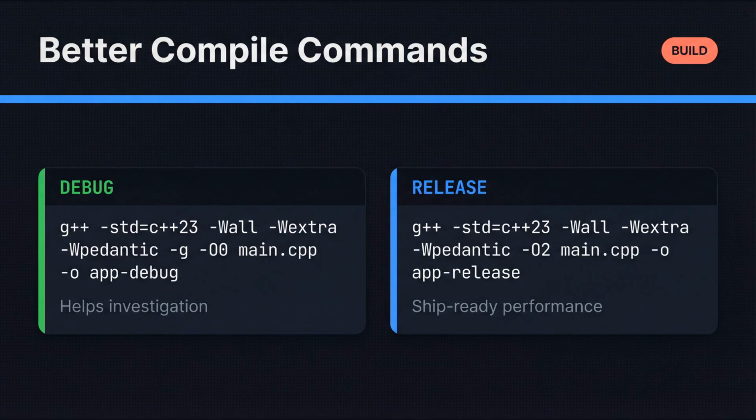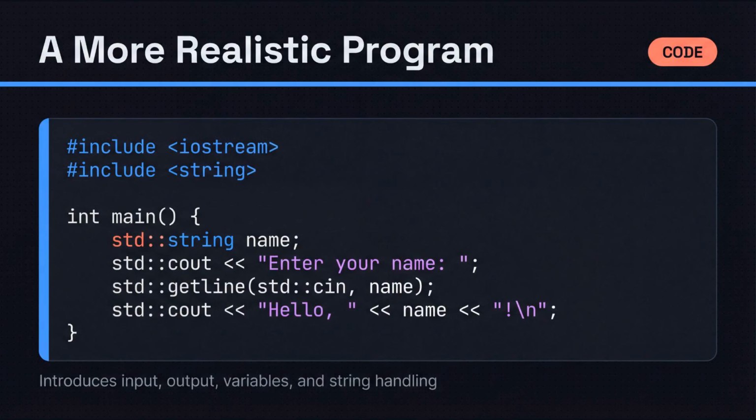No debug symbols, smaller binary, faster execution. Establishing this two-build habit early prevents a common mistake: shipping debug builds or trying to debug over-optimized code. Real programs read input, process it, and produce output. This program does all three and introduces four foundational concepts in one pass.